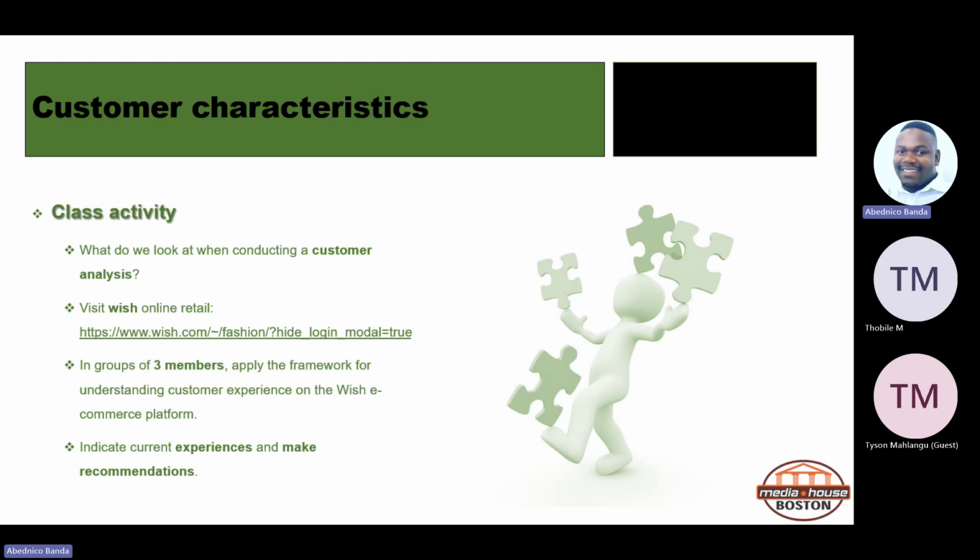Then another thing that you analyze when you want to assess customer experience is the navigation of the site. So what you are seeing there, is it easily navigable, for example?